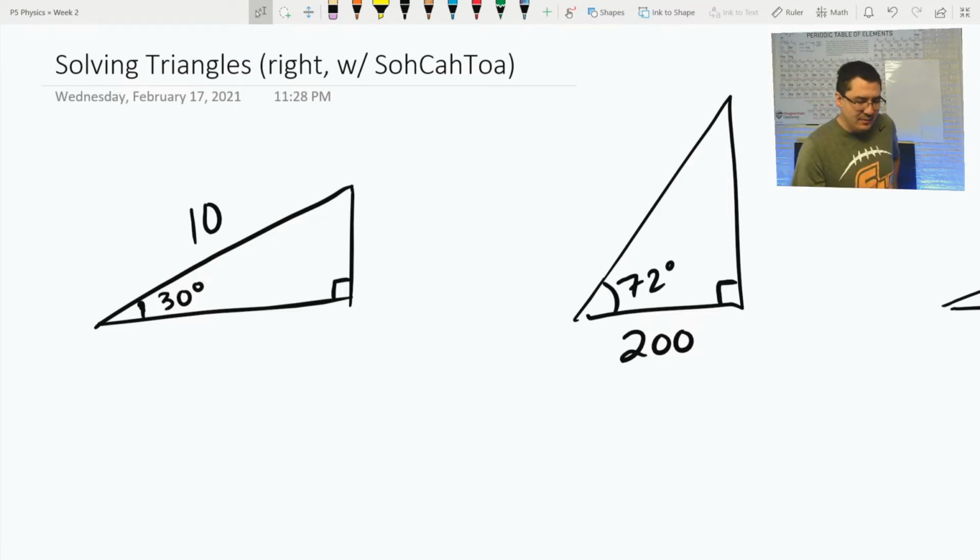That's important now. We'll use this for projectiles. We'll use this for force. It's really important to be able to break down a triangle so that you can solve some physics problems. So we'll start with this one. The angles aren't too bad.